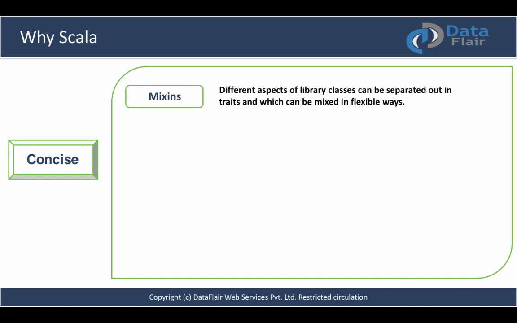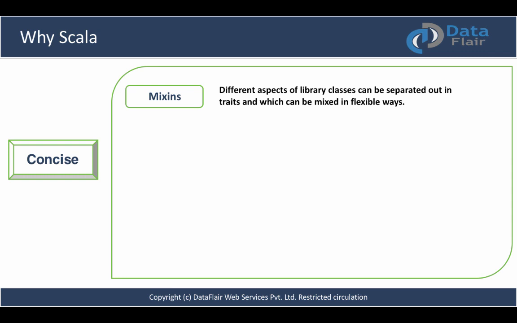Different aspects of library classes can be separated out in traits, and then it can be mixed in flexible ways, and we call it mixins in Scala. It makes development easier. If you're not getting it, don't worry. We will talk about it when we discuss Scala traits. Those are like interfaces in Java, if you know Java.